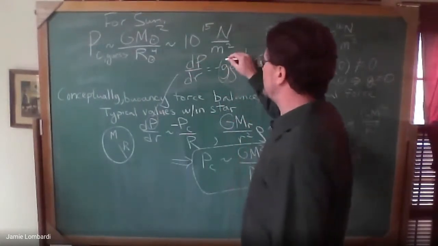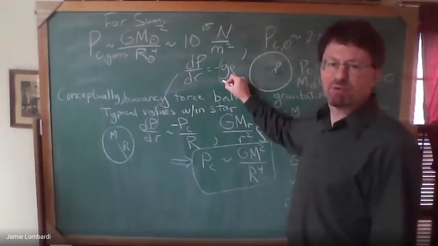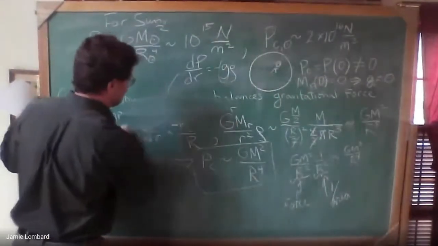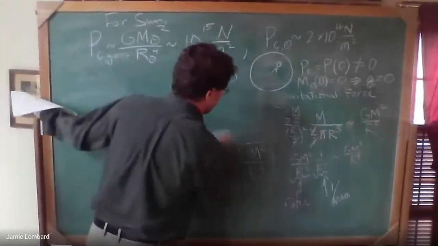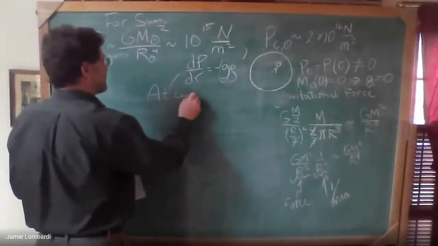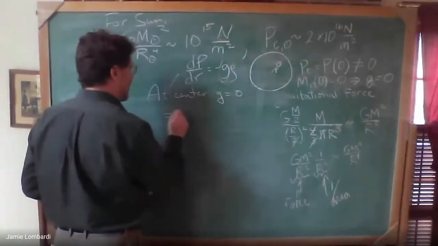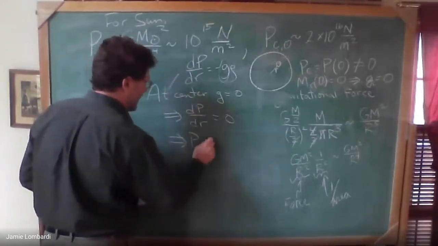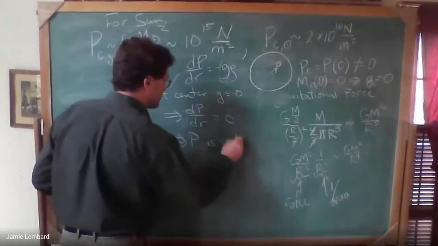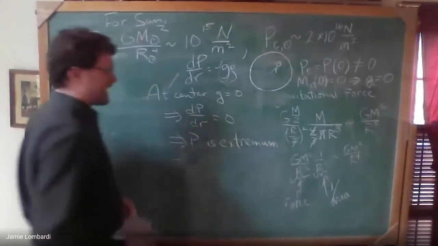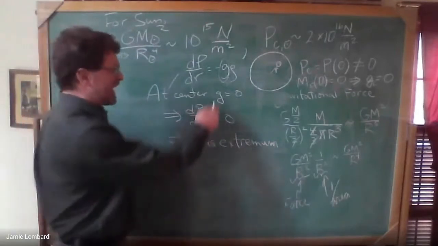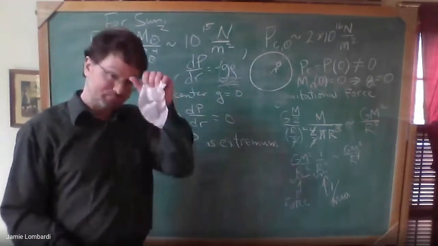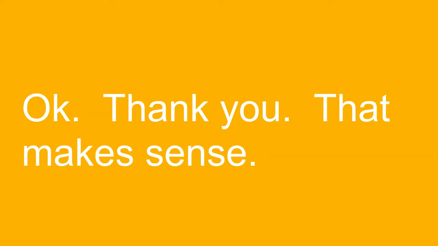The fact that you have a 0 right here at the center on the right-hand side proves to you that the pressure is a maximum at the center, or at least it proves that it's an extremum, because at the center, g equals 0, which implies dP/dr equals 0, which implies that P is an extremum. And then there's only one more step to prove that it's a maximum and not a minimum. And that step is that the pressure has got to be decreasing because the right-hand side is non-positive. Okay, thank you. That makes sense.